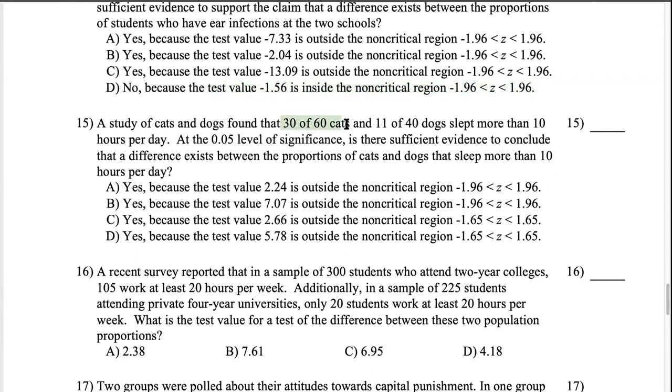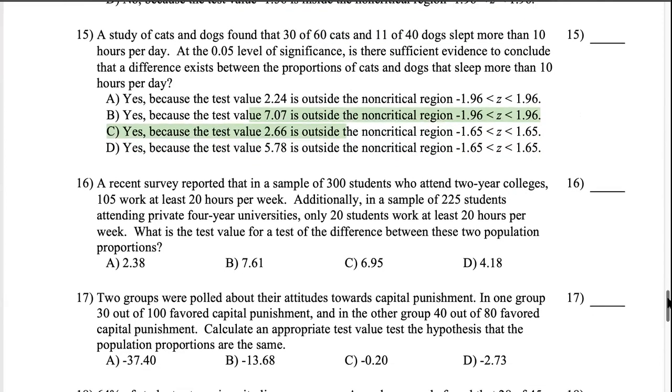Similarly, 30 out of 60 cats and 11 out of 40 dogs slept more than 10 hours per day, right? They're trying to do their study, proportion case, similar to that first case. Go back to the lecture notes 9.4 to do the calculation.